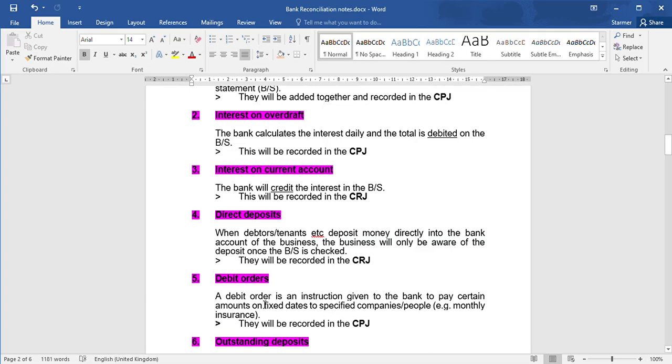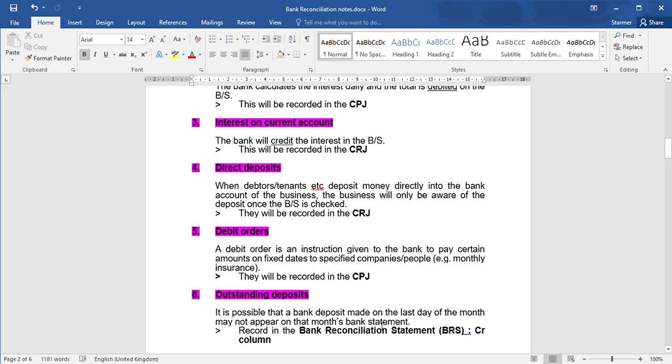Right, debit orders. A debit order is where you give another business permission to take money from your bank account on a certain day every month. So those debit orders get recorded firstly on the bank statement. It is only when we get the bank statement that we become aware of the debit order that's been processed. We are paying money there, so they will get recorded in the cash payments journal.